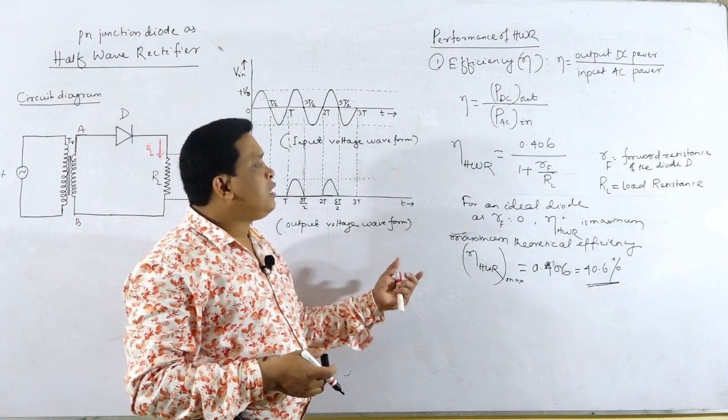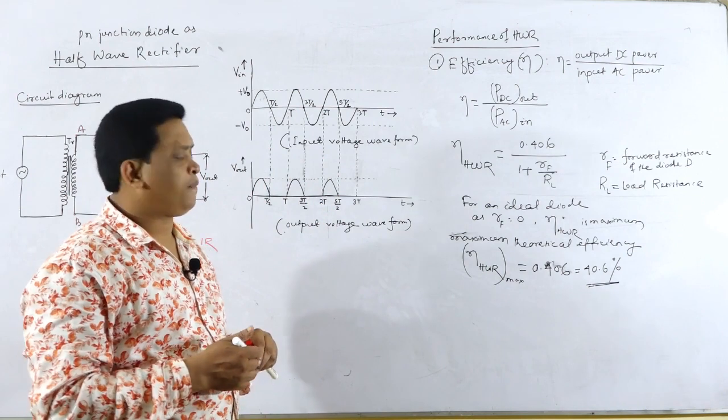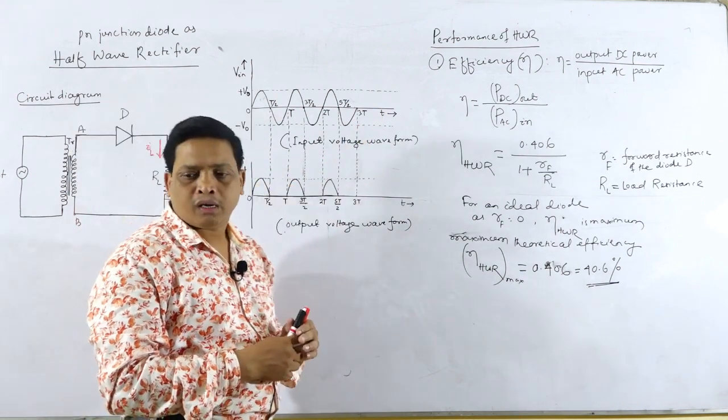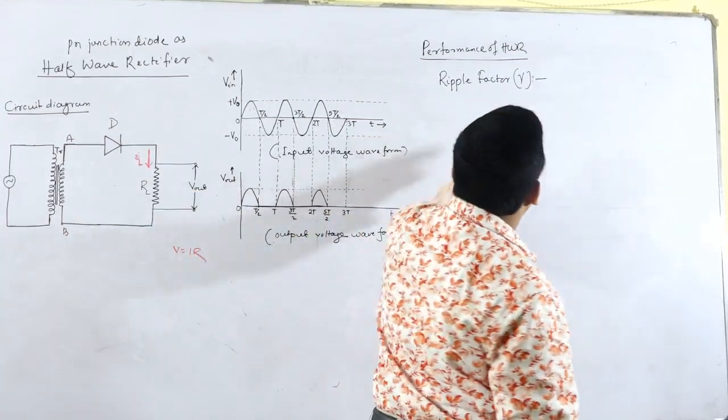It's ineffective in rectifying the AC to DC. We can also discuss its ripple factor. So next is the ripple factor. Now look at the ripple factor.